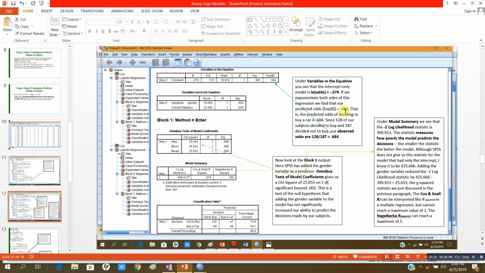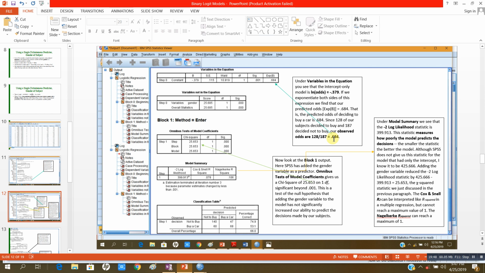0.684. Since 128 of our subjects decided to buy a car and 187 decided not to buy a car, our observed odds are 128 divided by 187, and that gives us this value, 0.684, which is exactly this value.